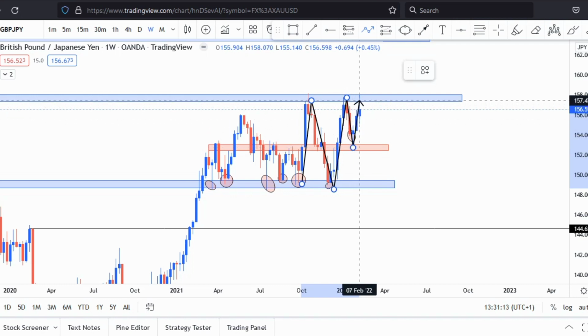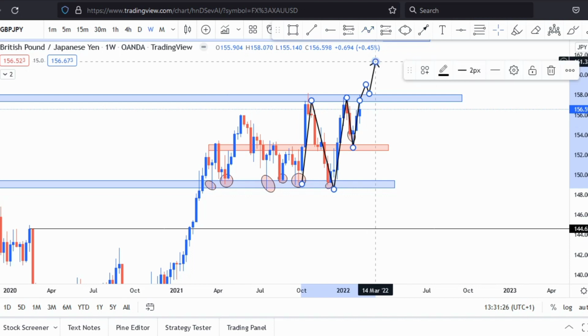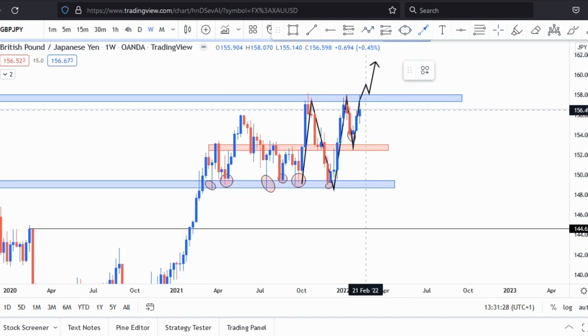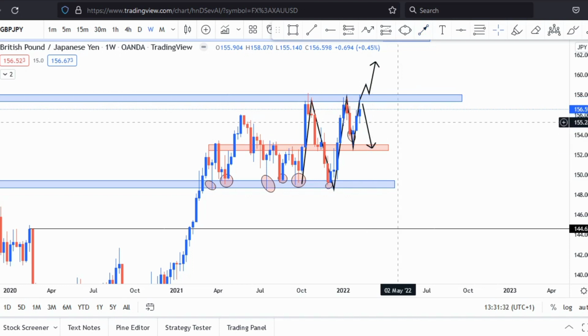So now at this area, two things can happen. Either price bounces down here to this level, forming a double top pattern, or price can break this level to the upside, giving us a continuation for a buy. So these are the two things that can happen. Price is at a very key juncture now.